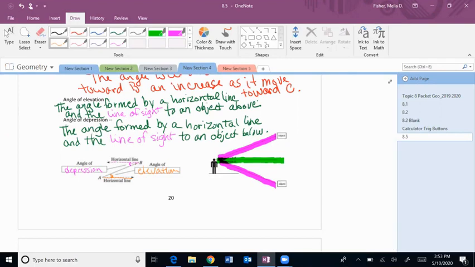So imagine that we have two lines of sight, one going straight out from our eyes making a horizontal line, and then either an elevation going up or depression going down.